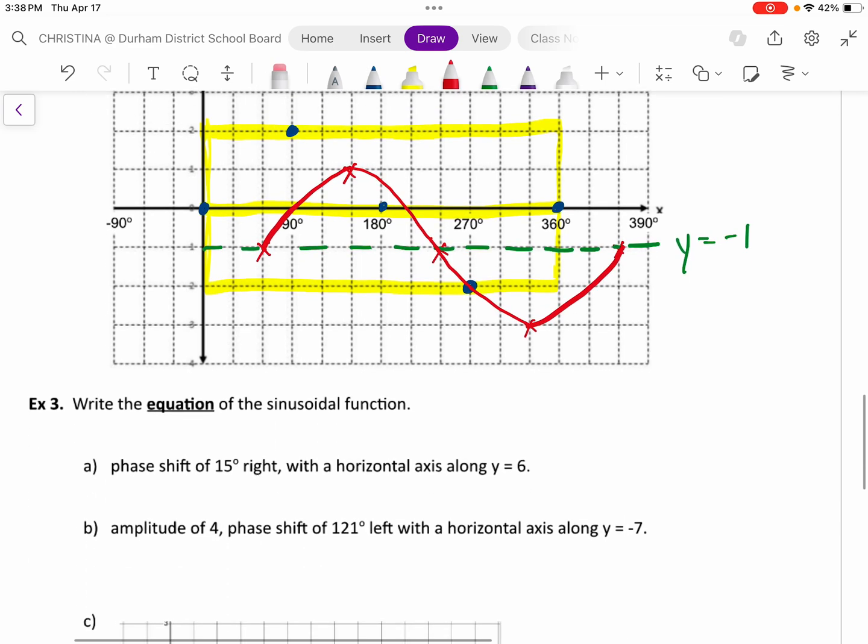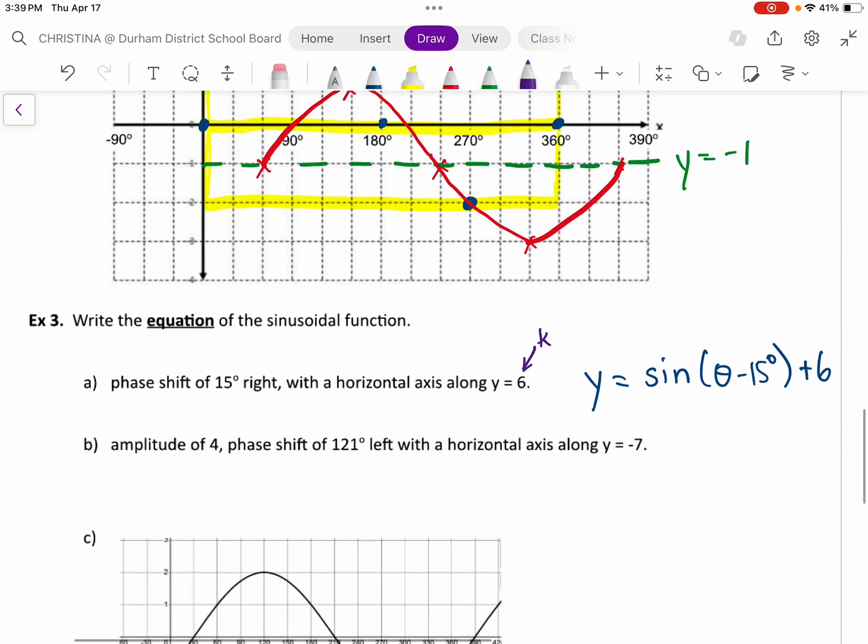Example 3, write the equation of the sinusoidal function, so the sine function, with a phase shift of 15 degrees right with a horizontal axis along y equals 6. Okay, so it's going to be a sine function, so y equals, doesn't say that there's any adjustment to the amplitude, so ignore that, so just start with sine. It's going to move 15 degrees to the right, so that'll be theta minus 15 degrees, think opposite side. And then the axis is y equals 6, so that's positive 6 at the end, plus 6. Okay, so that's your k number at the end there.